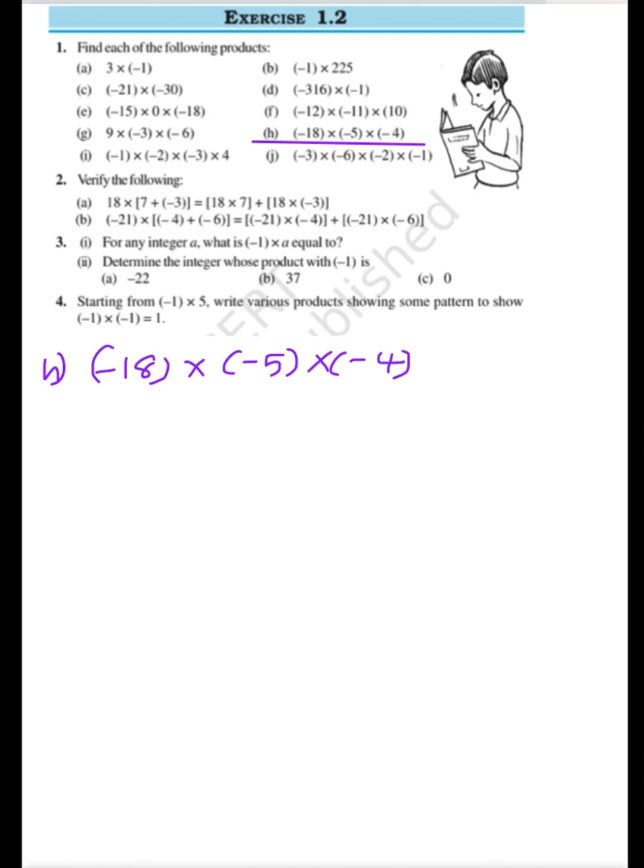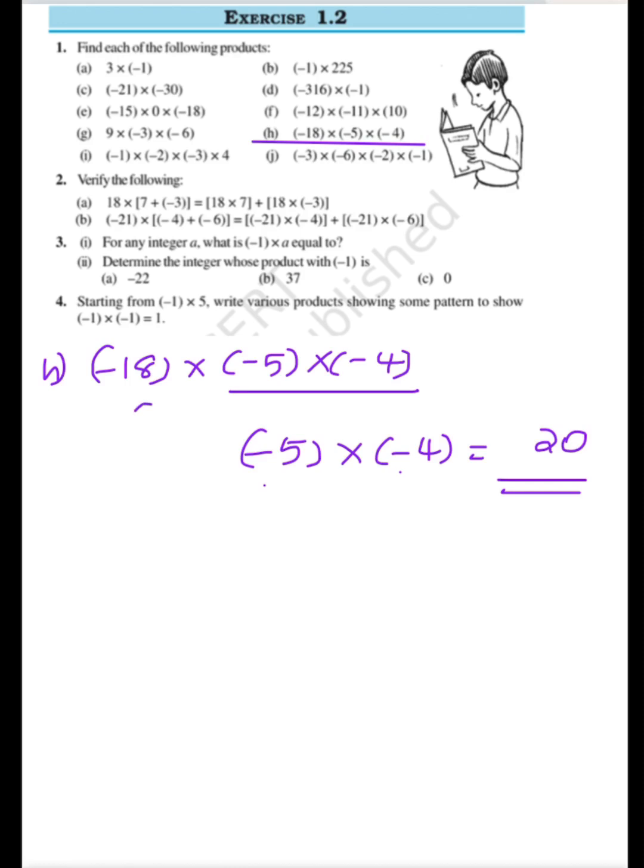Okay. You can multiply in any order. Why? Because multiplication is commutative for integers. So you can multiply in any order. So it's easy to multiply this first. Minus 5 into minus 4. What is minus 5 into minus 4? 5 into 4 is 20 and minus into minus is plus. So the answer will be 20.